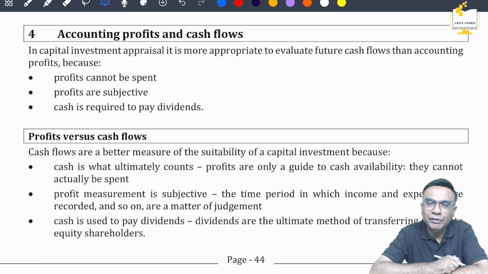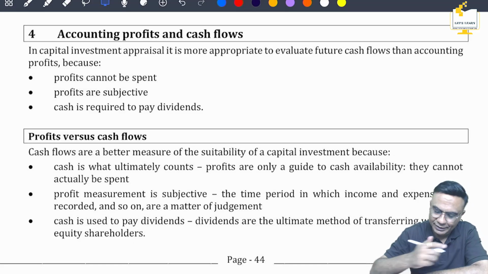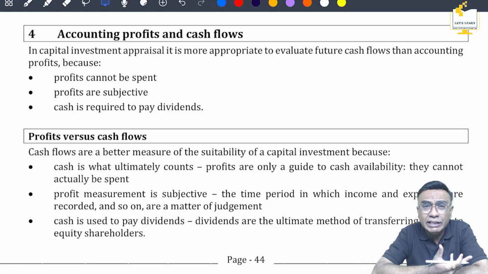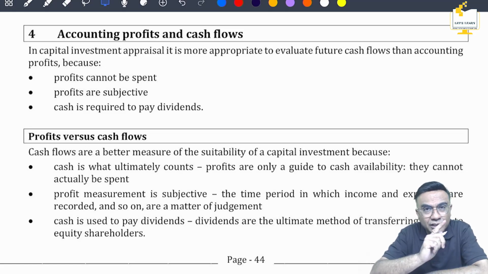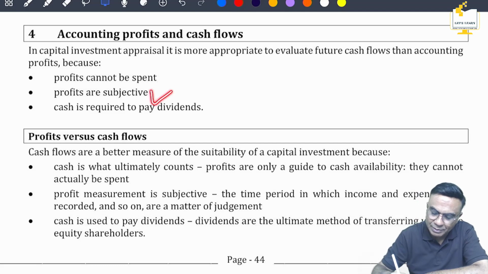We cannot say, I have 50,000 profit in my books, give me this machine. You have to pay money. Profits are subjective, depending on the method of depreciation, the method of accounting, the method of stock taking. Profit differs, but cash is cash. Remember, you can use any method of stock taking, LIFO or FIFO, and the accounting method may change. So profit is subject to accounting policies, but not cash.